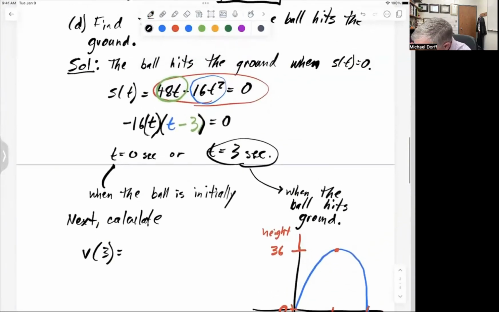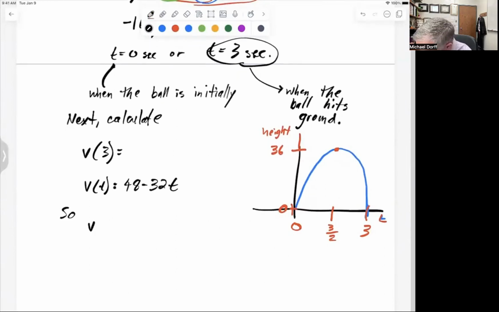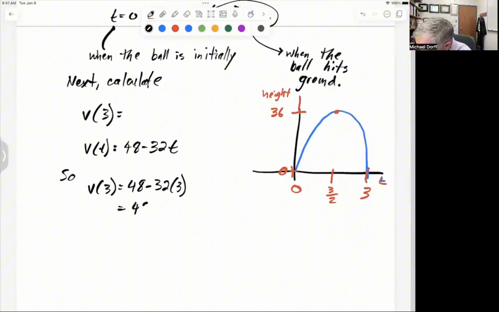And remember my velocity formula. I should write that in here. Velocity of t was 48 minus 32t. So velocity at 3 seconds is going to be 48 minus 32 times 3, which would be 48 minus 96, which is going to equal negative 48, and that's going to be meters per second.